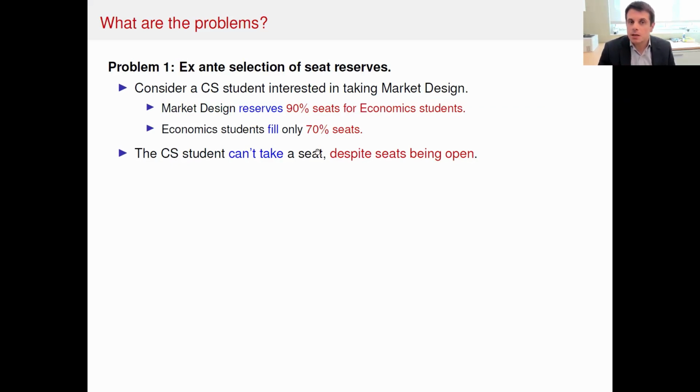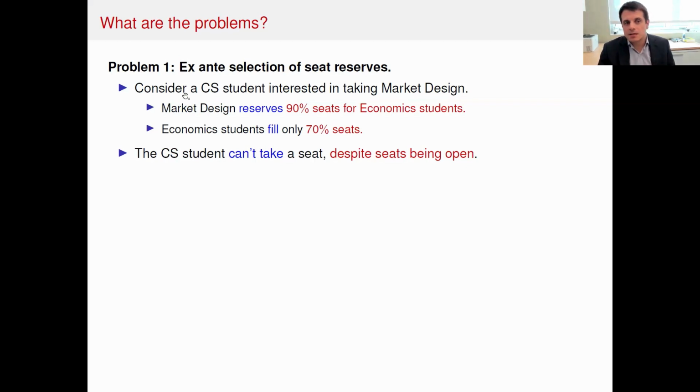The first is selection of seat reserves. You can imagine the selection of seat reserves is done ex ante, and exactly guessing how many seat reserves we need may be problematic. If you over-reserve, it means you need to assign the seats afterwards. If you under-reserve, it means the underrepresented groups, or the groups that you want to target, some of the students from these groups might not be able to take the seats in the class.